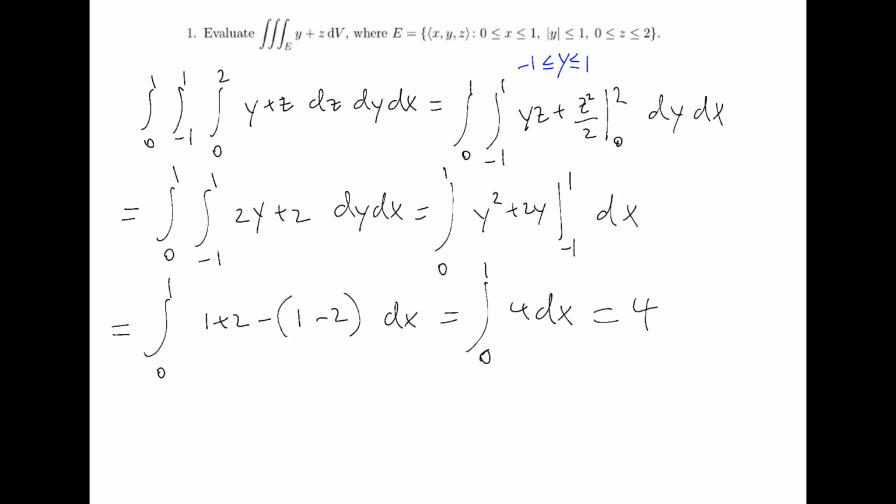Let's continue with the next question. So the next question is a little bit more difficult, because now we don't have a nice rectangular box, but we have a region which looks more complicated. So the question asks us to use a type 2 integral, and that means that x is the first variable over which we integrate, and we're going to have to look at the shadow on the yz plane. So let me first try to sketch the region.